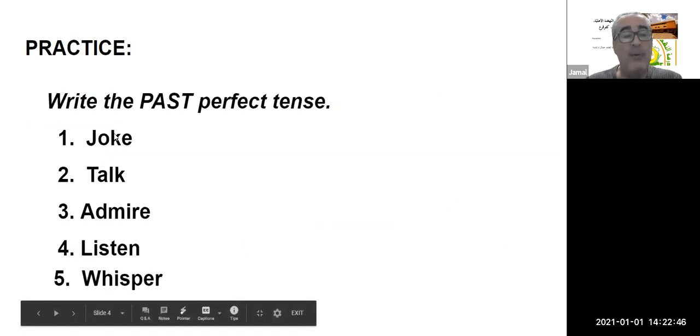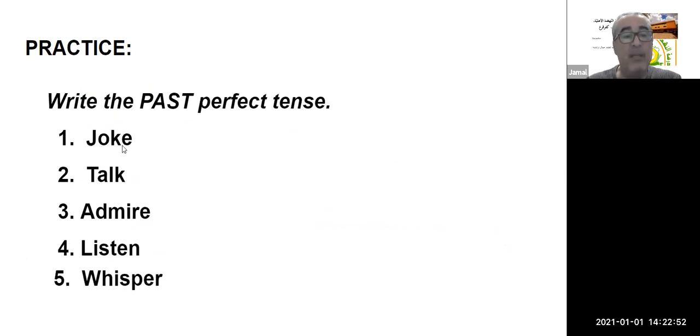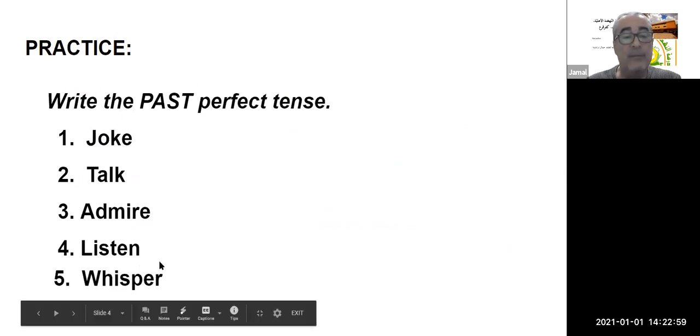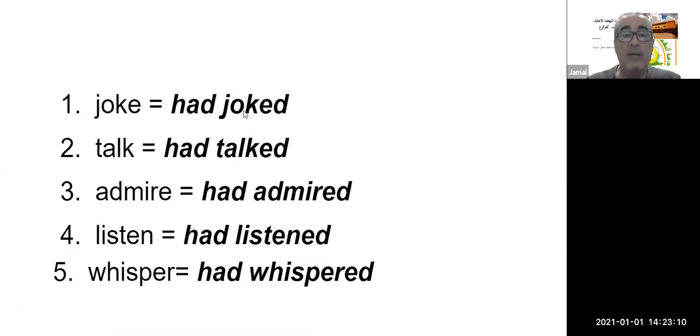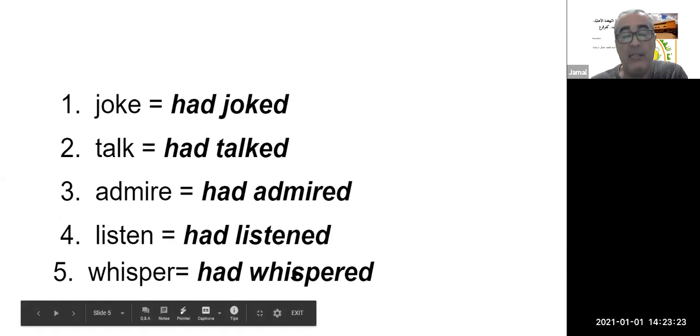Let's move on. Let's practice. We said the form of the past perfect is had plus verb 3. So look at these words and put them in the past perfect. Joke, talk, admire, listen, and whisper. Take a minute. Excellent. All right. So joke becomes had joked in the past perfect. Talk becomes had talked. Admire becomes had admired. Listen, had listened. And whisper, had whispered.